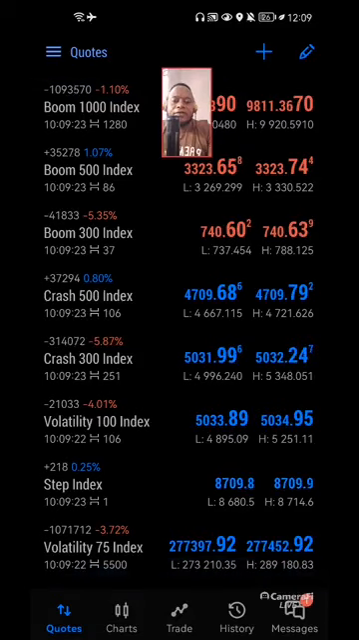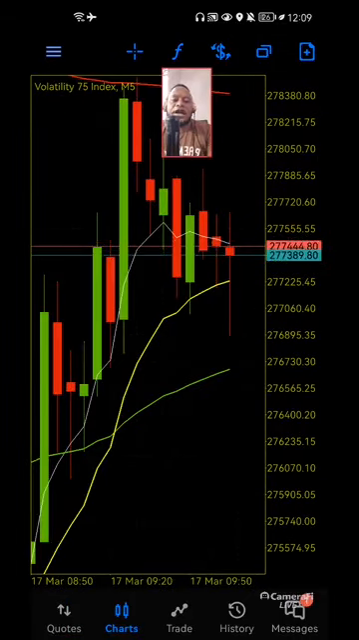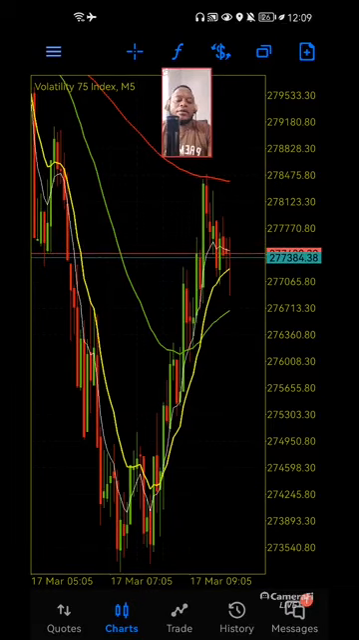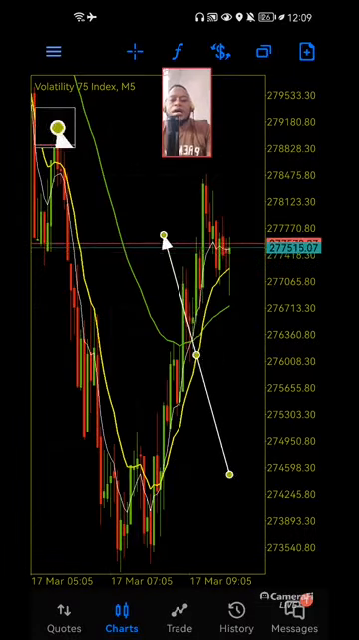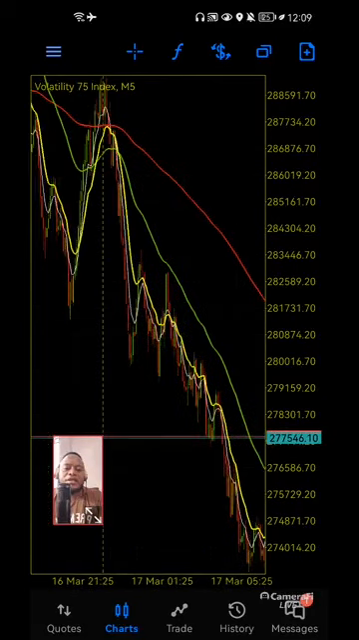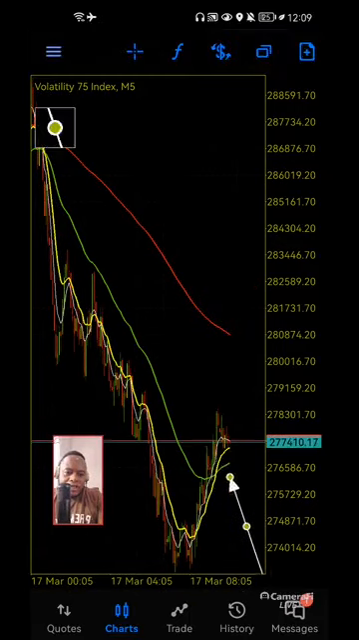Volatility 75. You just go to chart and use your M5. V75 right now, it is on a buying signal. But as it is on a buying signal, don't forget that you are under. I saw something there, right? And then this. Let me show you. This here is a buying signal, this cross of these lines signal.